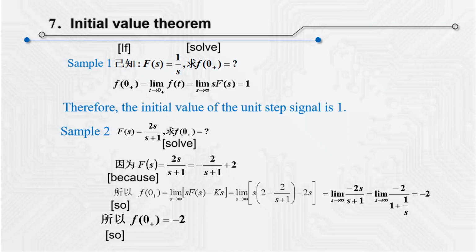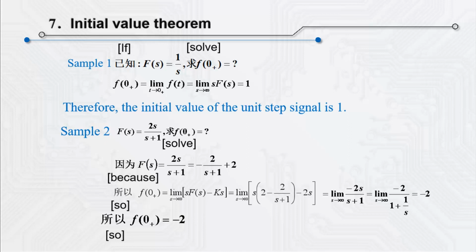We know that if F(s) is equal to 1 over s, then f(t) is the step function epsilon t. Epsilon t equals 1 when t is greater than 0. This also shows that f(t) has a value of 1 at the zero positive point.